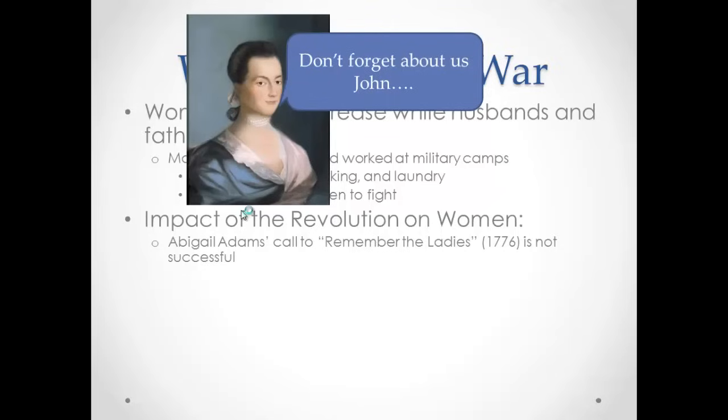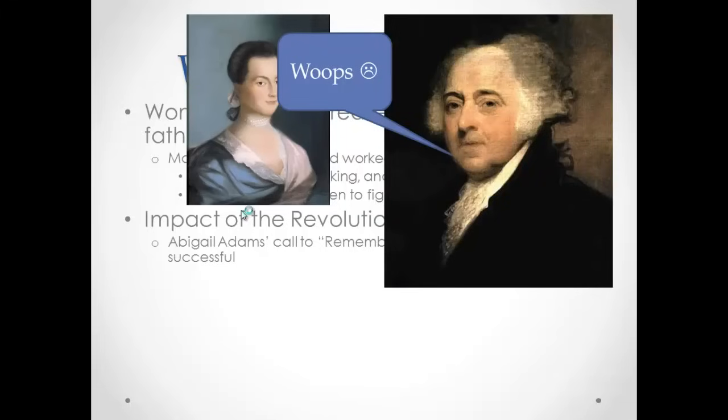She's basically telling John, when they're creating this new government, don't forget to help out women here. And John's like, oops, sorry. After the revolution, married women could still not do the following: own property, get a divorce, vote. And they couldn't vote whether they were married or not.